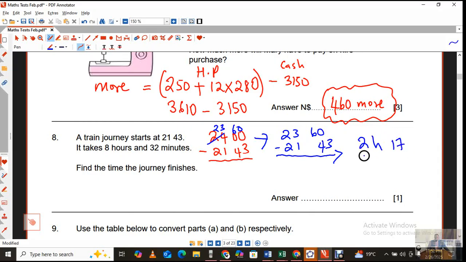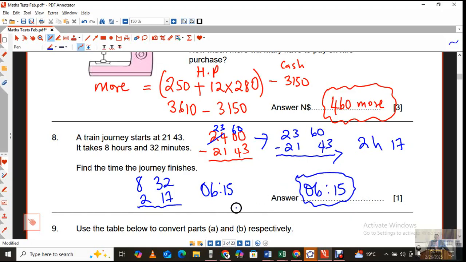So why is that significant for me? I will be saying, okay, from midnight to 10 to midnight, it's exactly 2 hours and 17 minutes. So what time would it be then in the morning? It's going to be take away the 8 hours and 32 and take away the 2 hours and 17 minutes from it. And if you do so, you'll end up with 06:15, which is the time that I expect this journey to finish.